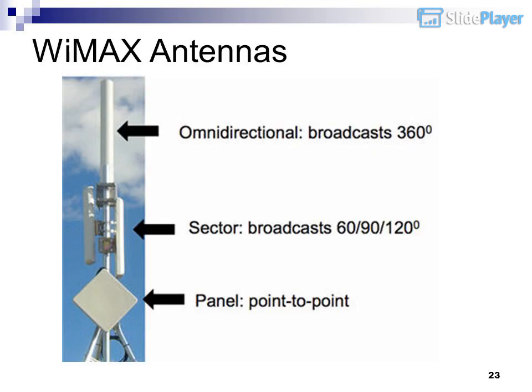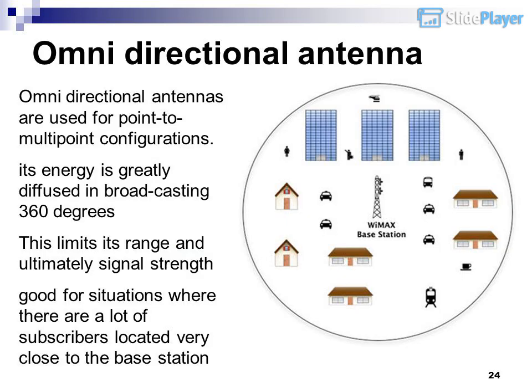WiMAX antennas. Omnidirectional antenna. Omnidirectional antennas are used for point-to-multipoint configurations. Its energy is greatly diffused in broadcasting 360 degrees. This limits its range and ultimately signal strength. Good for situations where there are a lot of subscribers located very close to the base station.